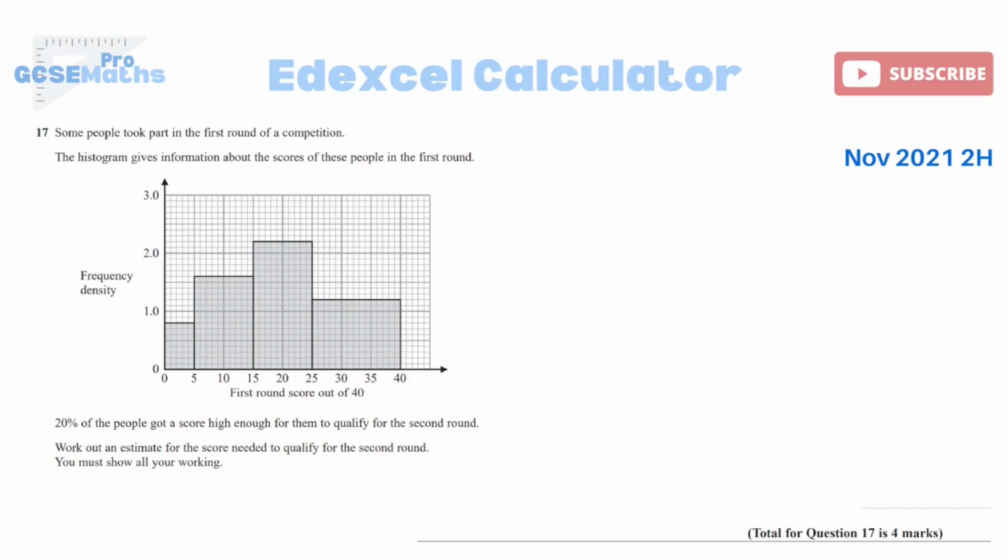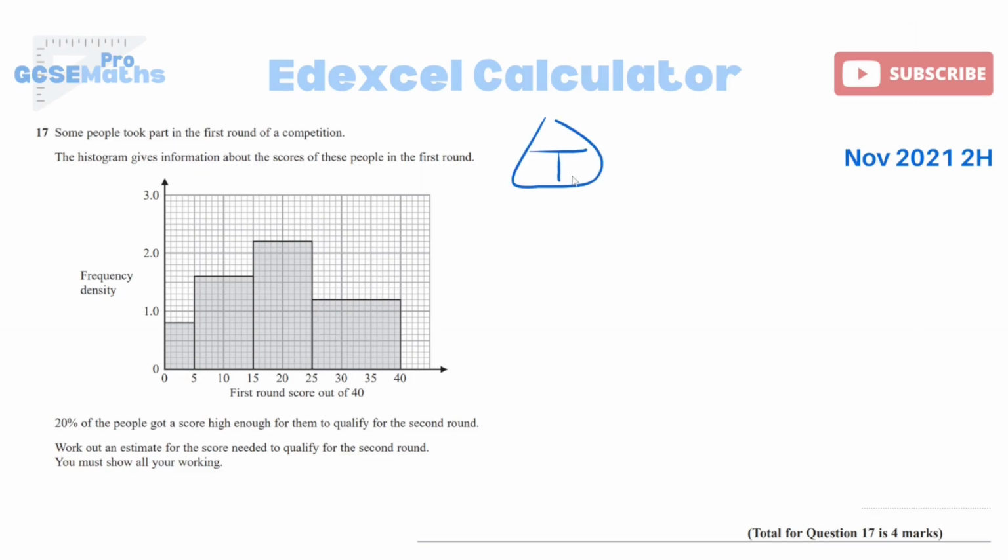So question 17, some people took part in the first round of a competition. The histogram gives information about the scores of these people in the first round. 20% of the people got a score high enough for them to qualify for the second round. Work out an estimate for the score needed to qualify for the second round. So 20% of the people is the frequency, isn't it?